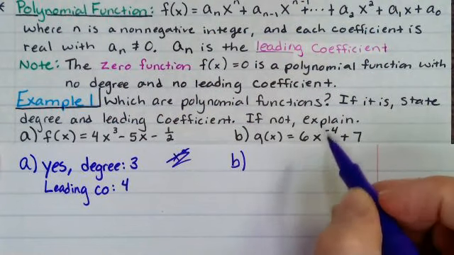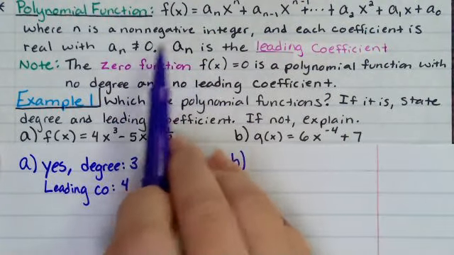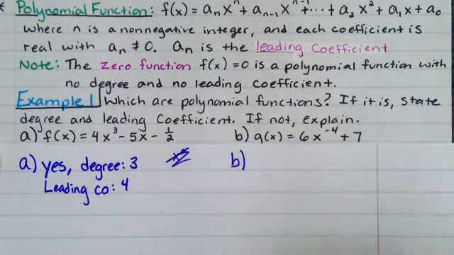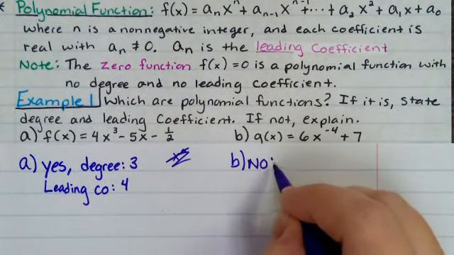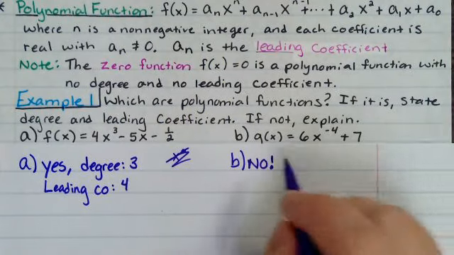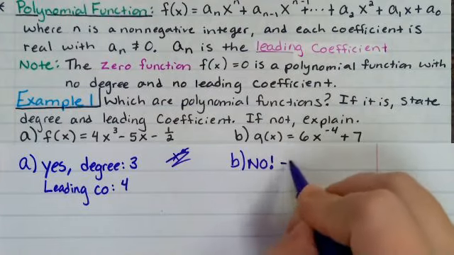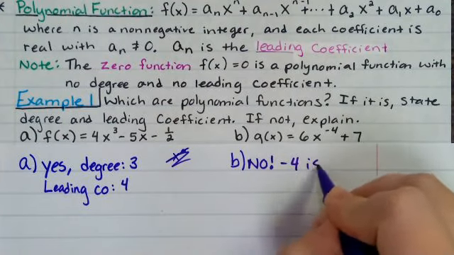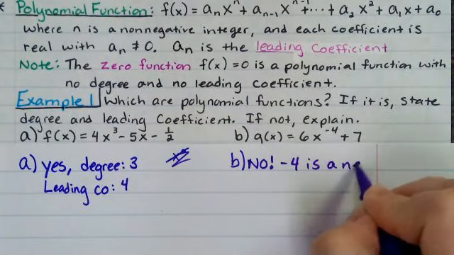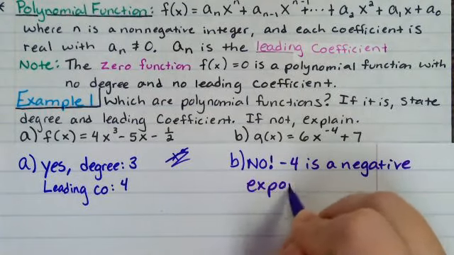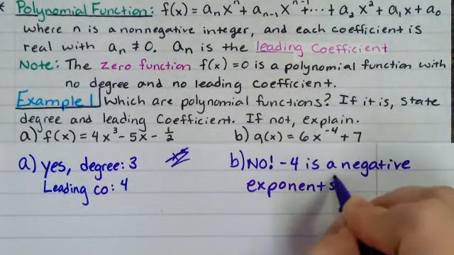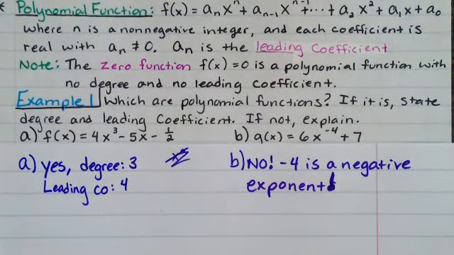So it does not fit that category where we have to have non-negatives, right? So we're going to say this is not a polynomial function. The reason it's not a polynomial function is because of that negative 4, and we can't have negative exponents. We can't have a negative exponent for any of my exponents on a polynomial function. Okay?